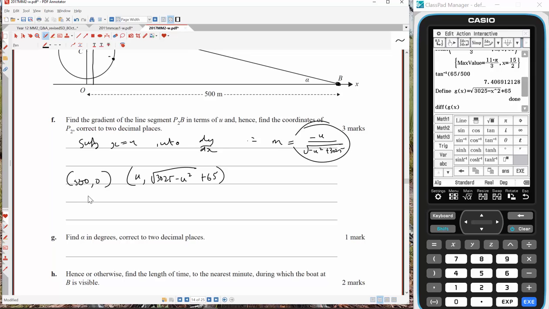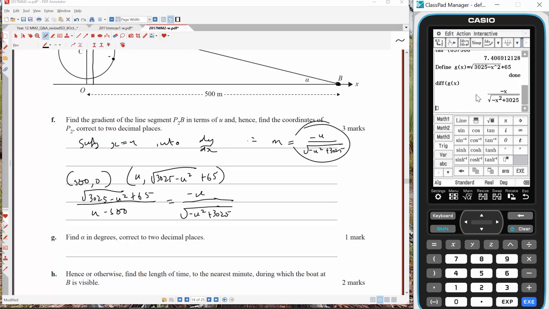So let's do it. I'm going to go that, take away that, so it's root 3025 take away u squared plus 65 over u take away 500 equals u over... Okay, so a bit of work to do on the calculator here. So what I'll do is copy that and go solve. I can just use ans equals this, which is g of x over x take 500 for x. Now I think this will work. 2 decimal places.